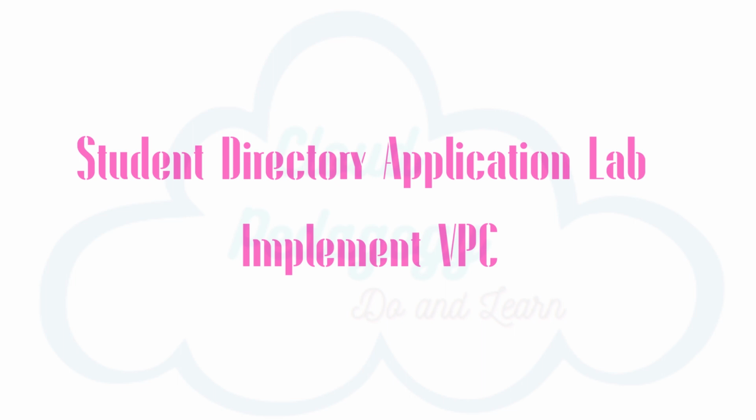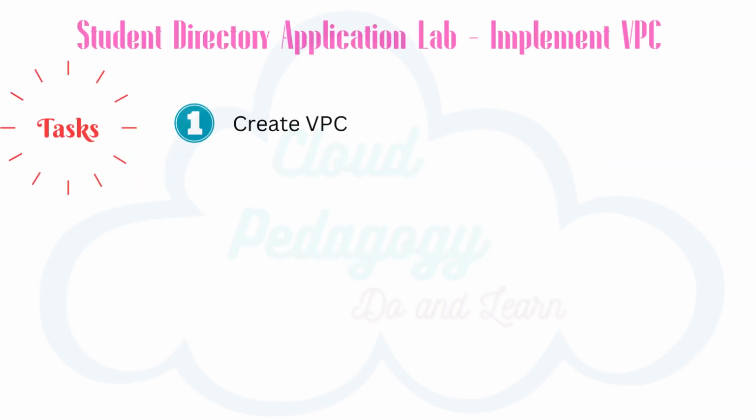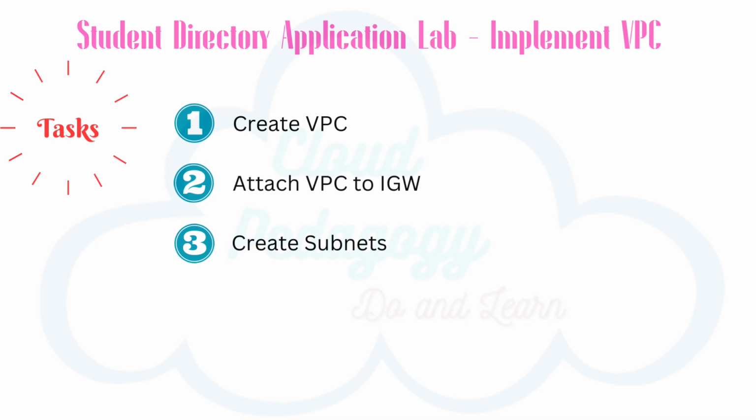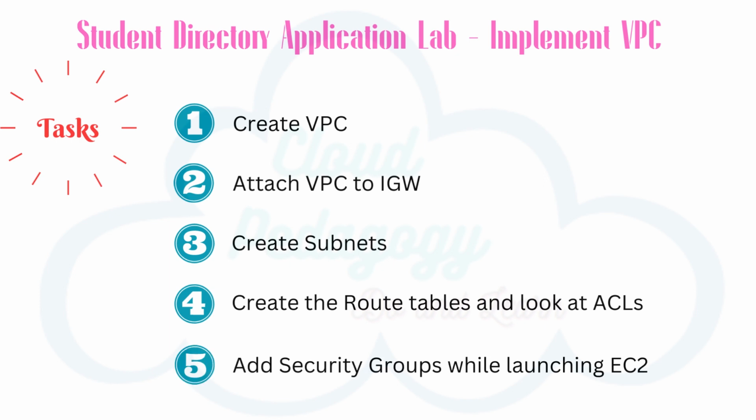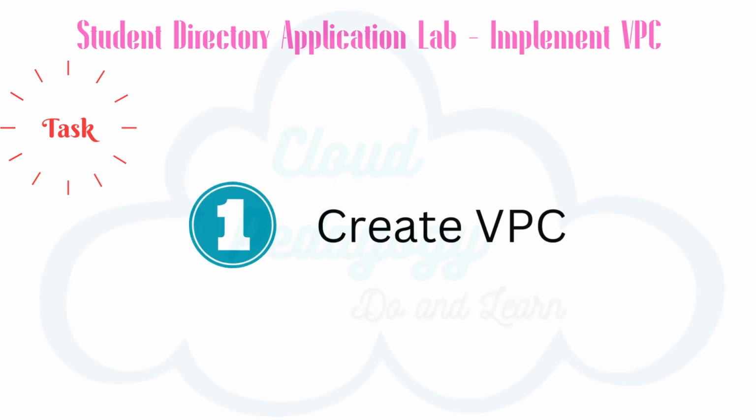So let's start. First, we will create a VPC and then we will attach the VPC to the internet gateway. And then we will create subnets which are private and public. Next, we will create the route tables and look into the ACLs that are created by the AWS. And then we will add security groups while launching the EC2 instance. And then finally, you will stop the instance so that you don't get charged. So first we will create a VPC.